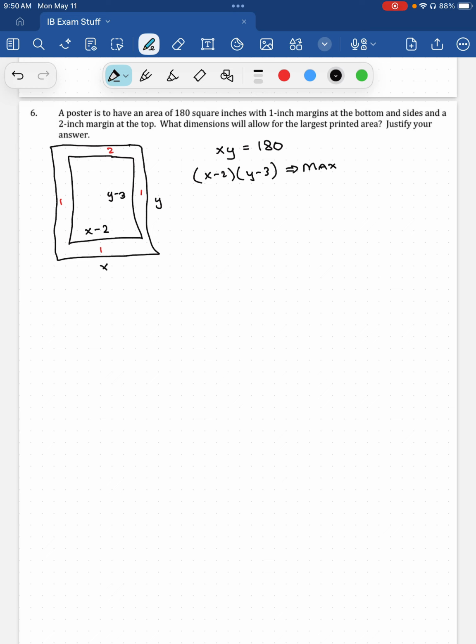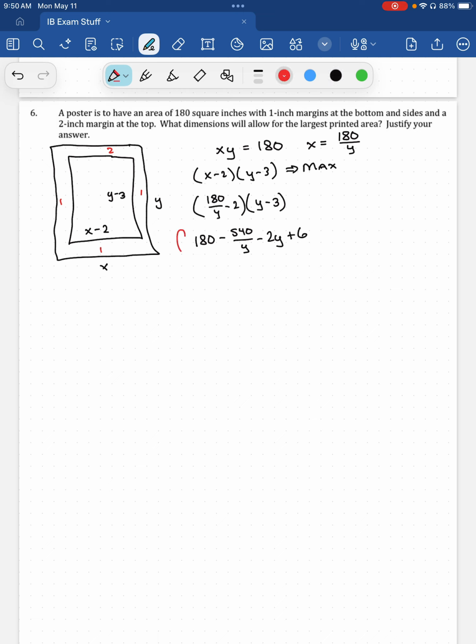So we're going to start by rewriting this first equation to something like X equals 180 over Y. It doesn't matter, again, which way you solve that. So it's going to turn into 180 over Y minus 2 times Y minus 3, which now we need to simplify before we can actually do our derivative. 180 over Y times Y is 180, minus 3 times the 180 is 540 over Y, minus 2Y plus 6. So now that is going to be our function.